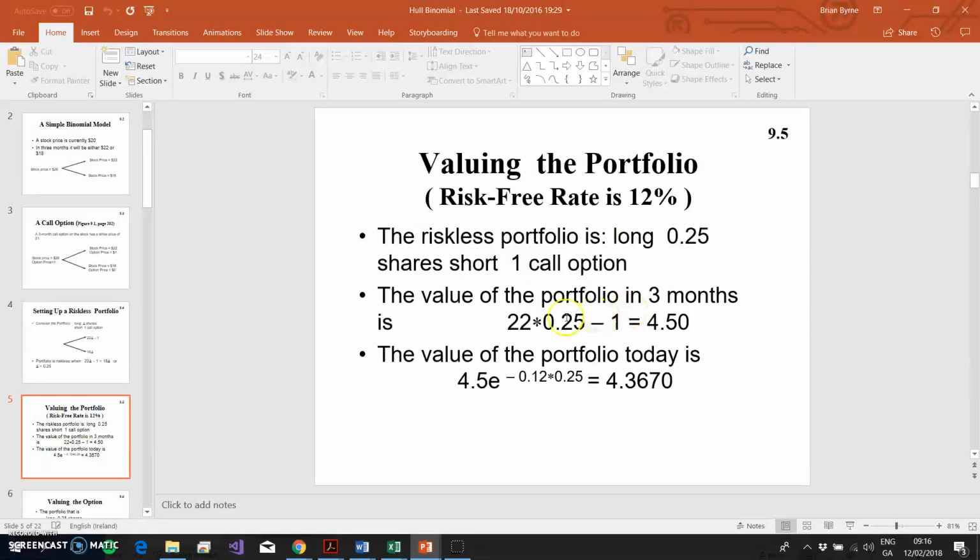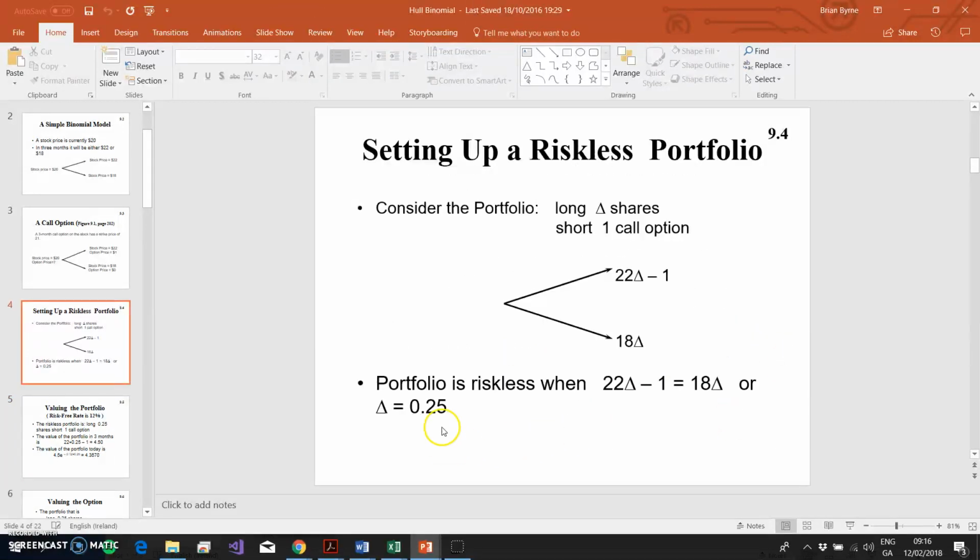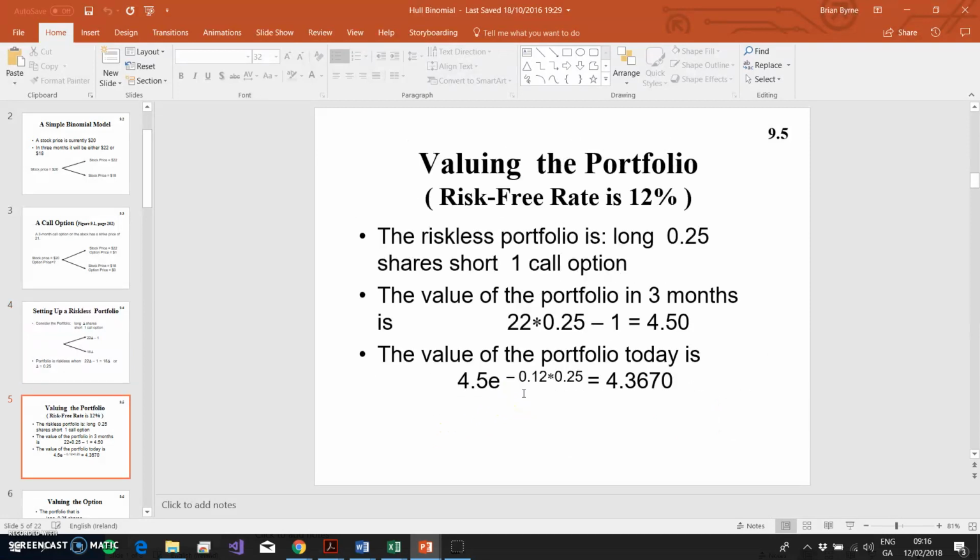The value of the portfolio in 3 months is 22 times delta minus 1, which is 4.50. That's also the same for 18 times delta, 4.50. If we wanted to express that 4.50 in present value terms, we would have to discount at the risk-free rate. If we assume the risk-free rate is 12%, which is a very high risk-free rate, so it's clear that this is a very old example, over a 3 month period, that's 0.25, which has nothing to do with this delta. This is a time period. If we discount 12% for 3 months, then that 4.50 expressed in present value terms is 4.367.